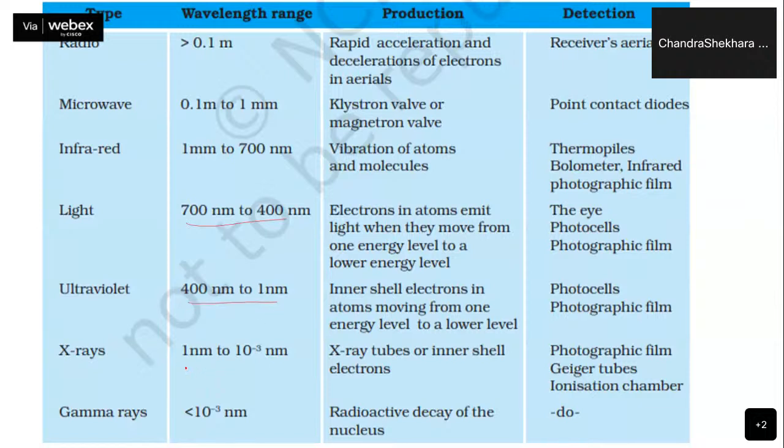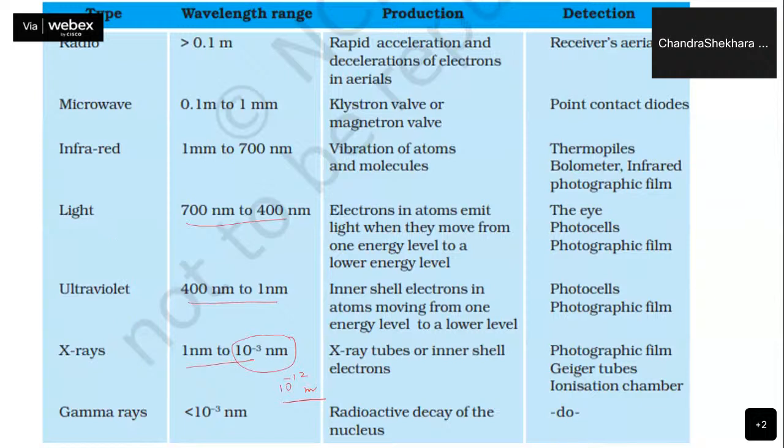Then X-rays go down to 10 to the power minus 3 nanometer, that means it is even in picometer, 10 to the power minus 12 meter. Gamma rays are very, very harmful, at 10 to the power minus 3 nanometers and lesser than that. Hence, they will be very harmful. But remember, radio, micro, infrared, and light do not harm. All other three will harm.